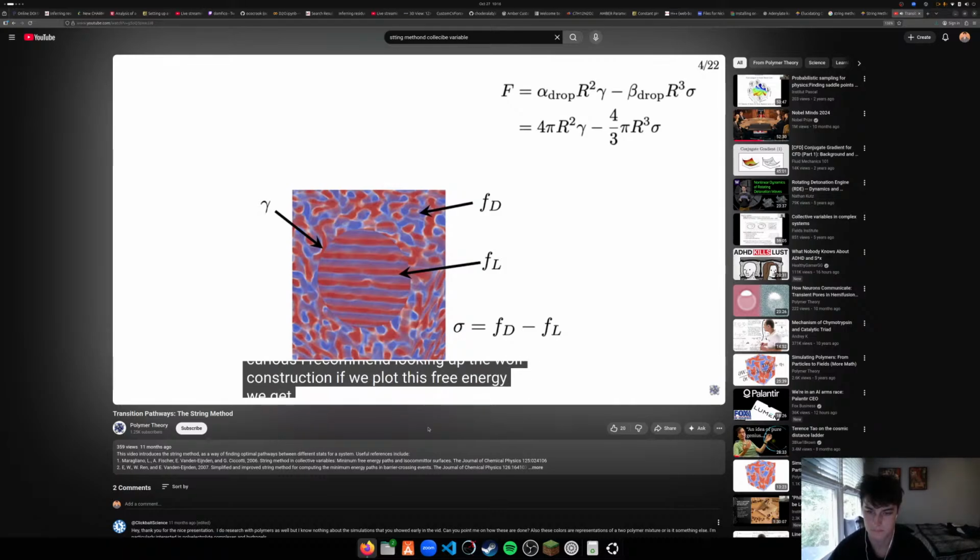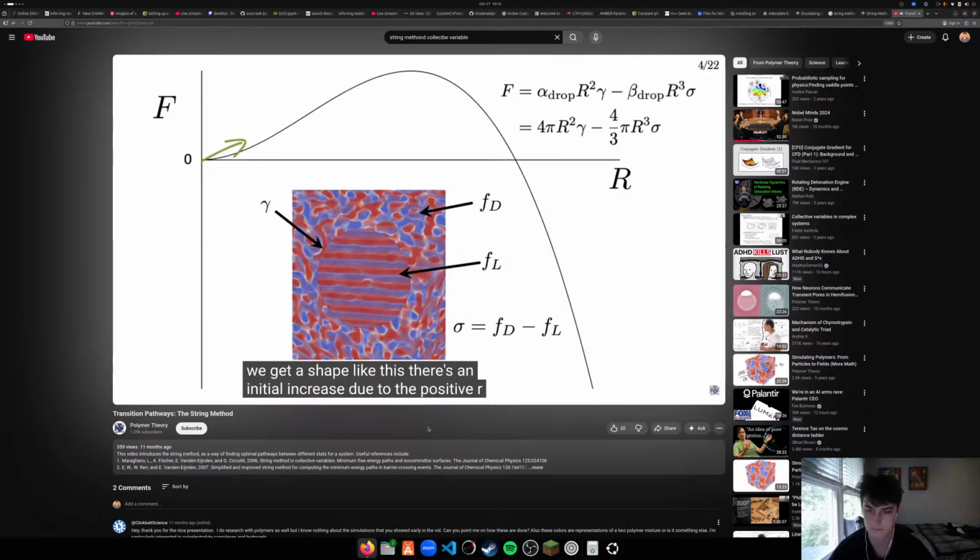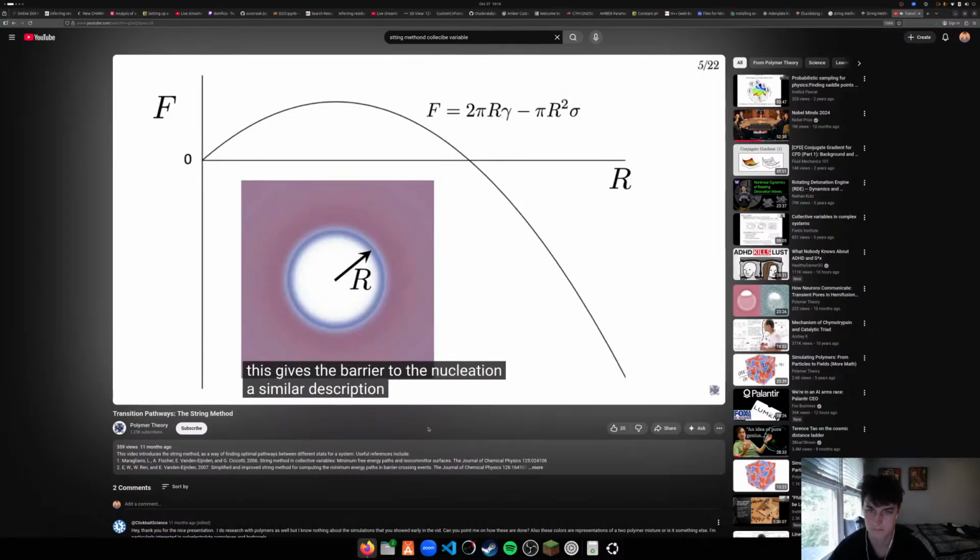If we plot this free energy, we get a shape like this. There's an initial increase due to the positive r squared term, so the droplet can lower its free energy by shrinking. This is followed by a decrease in the free energy at large r, so the droplet grows. In between, there's some critical size for the droplet, and this gives the barrier to the nucleation. A similar description applies to the nucleation of a pore from a membrane at fixed tension. This time, we have a line tension around the pore, and a membrane tension acting like a pressure pulling.